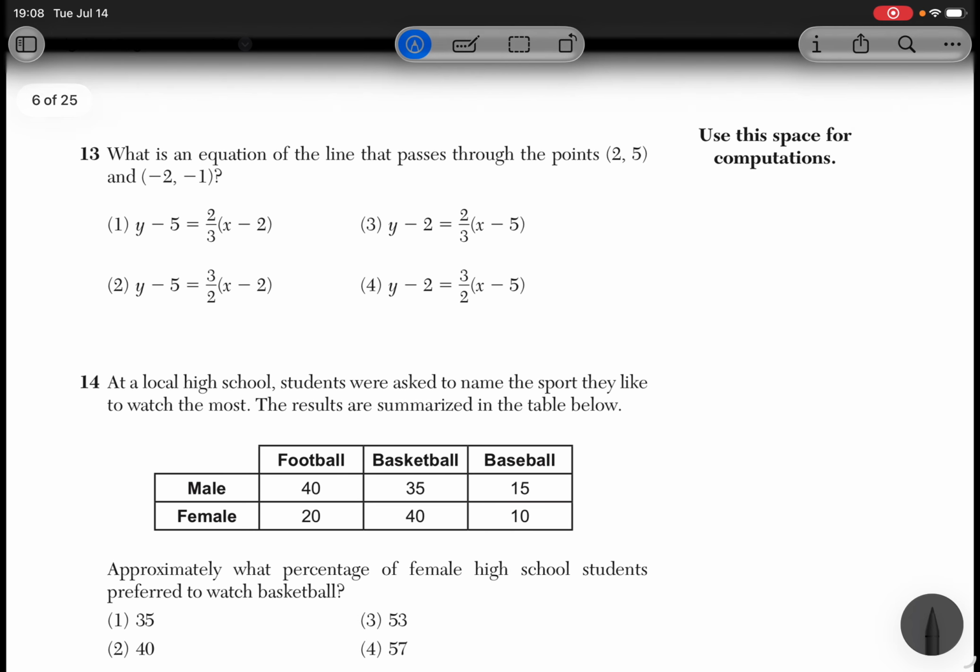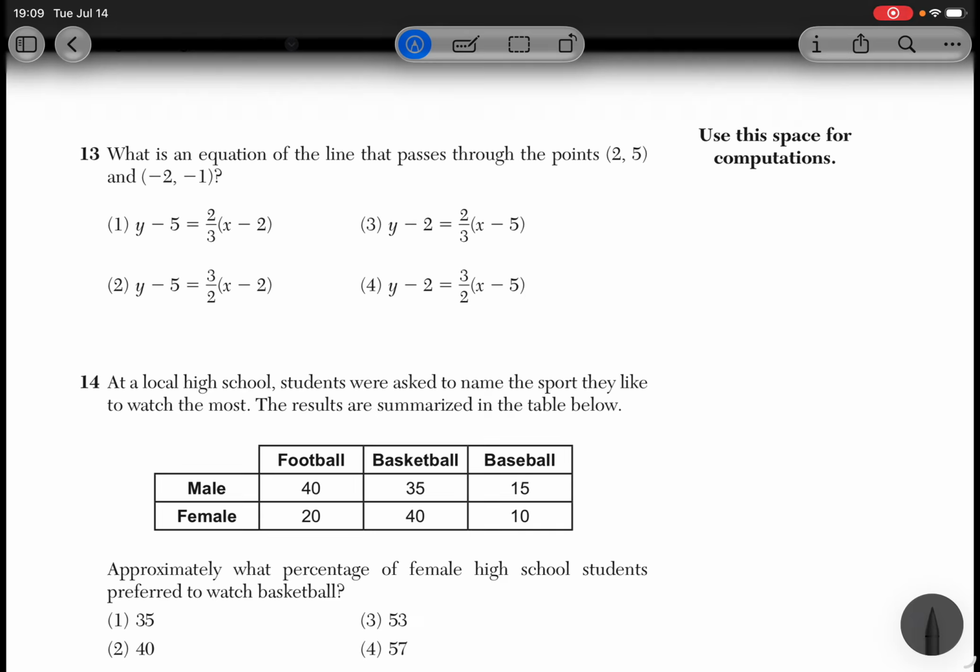Okay, question number 13. What is an equation of the line that passes through the points (2, 5) and (-2, -1)? You guys started learning this in Algebra 1. You're also going to learn this in geometry if you take geometry next year or after Algebra 1 Regents. You're going to use it for equations of circles, and it usually comes up on the Regents once or twice depending.